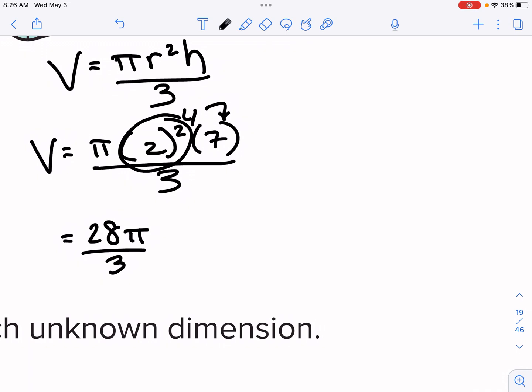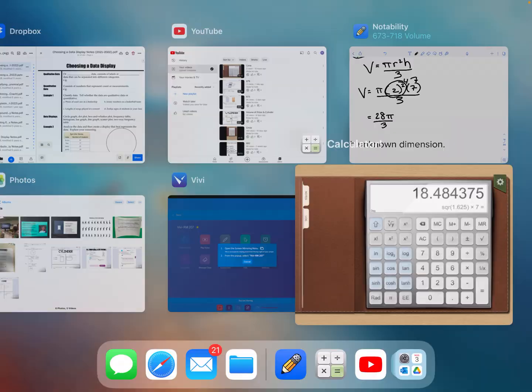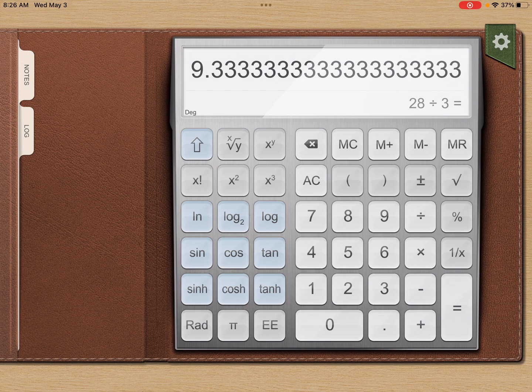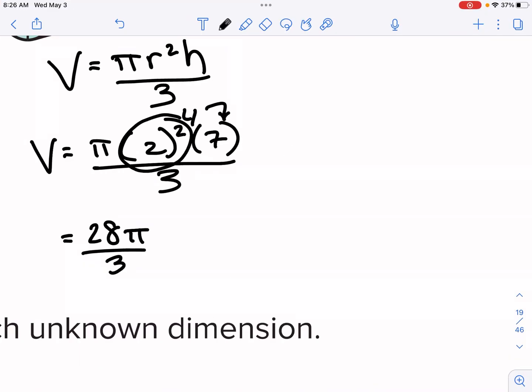So 28 divided by 3. All right, it's 9 and a repeating 3. So we'll say 9.33. Round it to the hundredths place. So 9.33 pi. So let's multiply this by 3.14 to get our final answer.